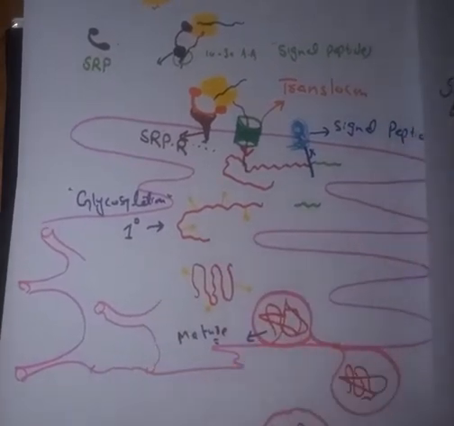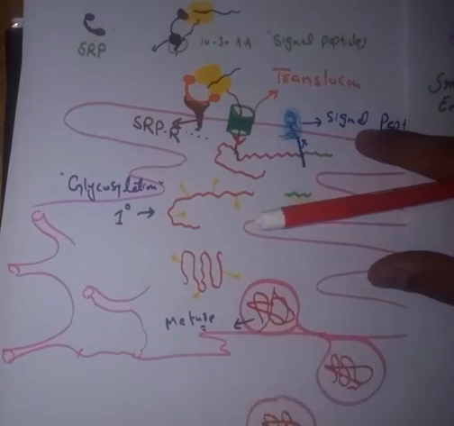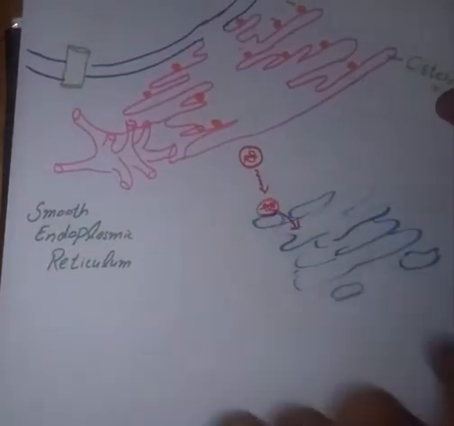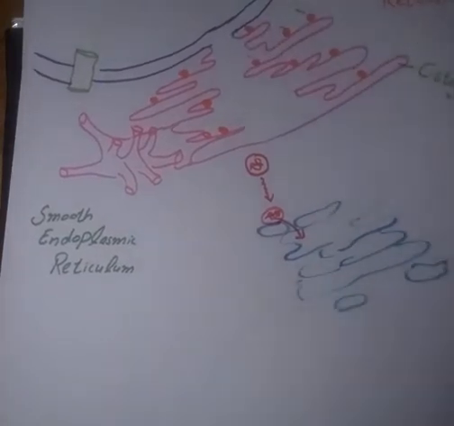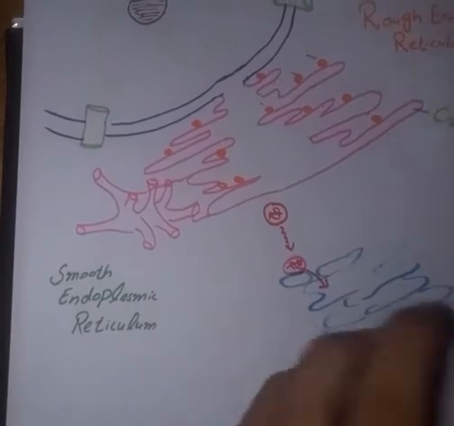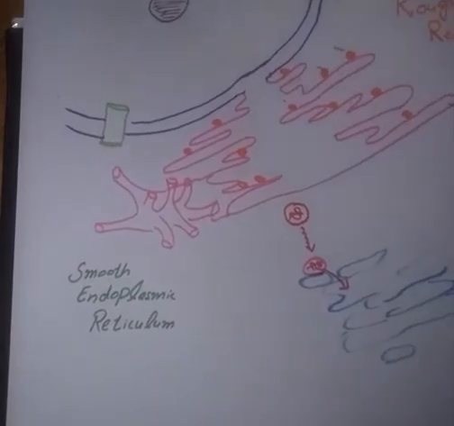Now this primary protein will be glycosylated, and then it will be converted into secondary, tertiary and quaternary protein. Quaternary protein is a kind of mature protein, obviously not mature enough, but it's still a mature protein, and then this will bud off and move toward the Golgi apparatus, attach to it, and the protein will be released inside the Golgi apparatus, where further post translational modification will take place. Now in the next video we will see what happens in that post translational modification.